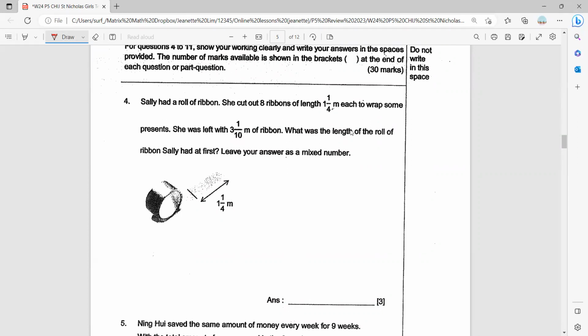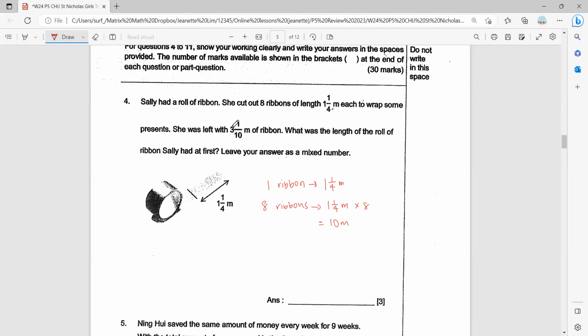Okay, so first 1 ribbon, as shown in the picture, right? 1 ribbon is 1 1/4 meters. Okay, so now she cut out 8 ribbons. So you need to find what is 8 ribbons. So 1 1/4 meters times 8. This will give us 10 meters.